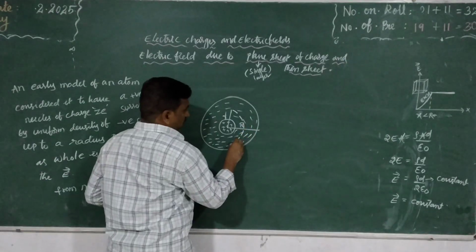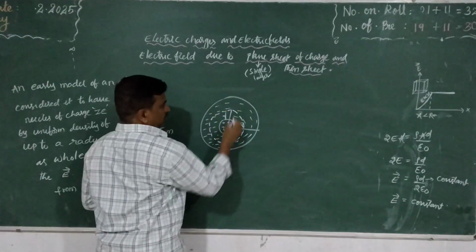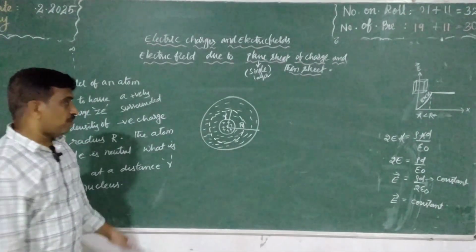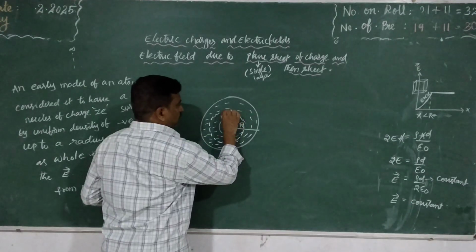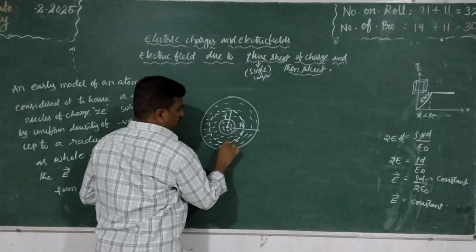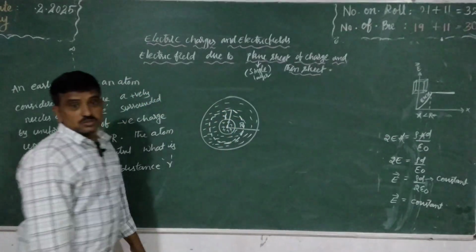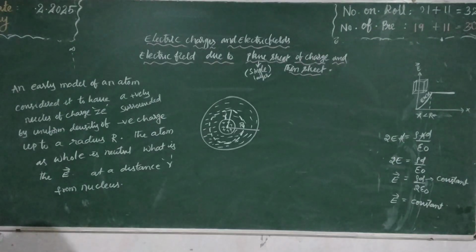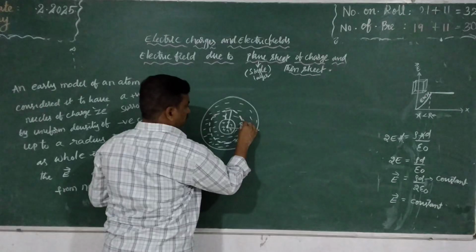This is the Gaussian surface for the early model of an atom, at a small distance r from the center. A Gaussian surface should be symmetric about the charge distribution. So at distance r from the center, this is the Gaussian surface we can select.